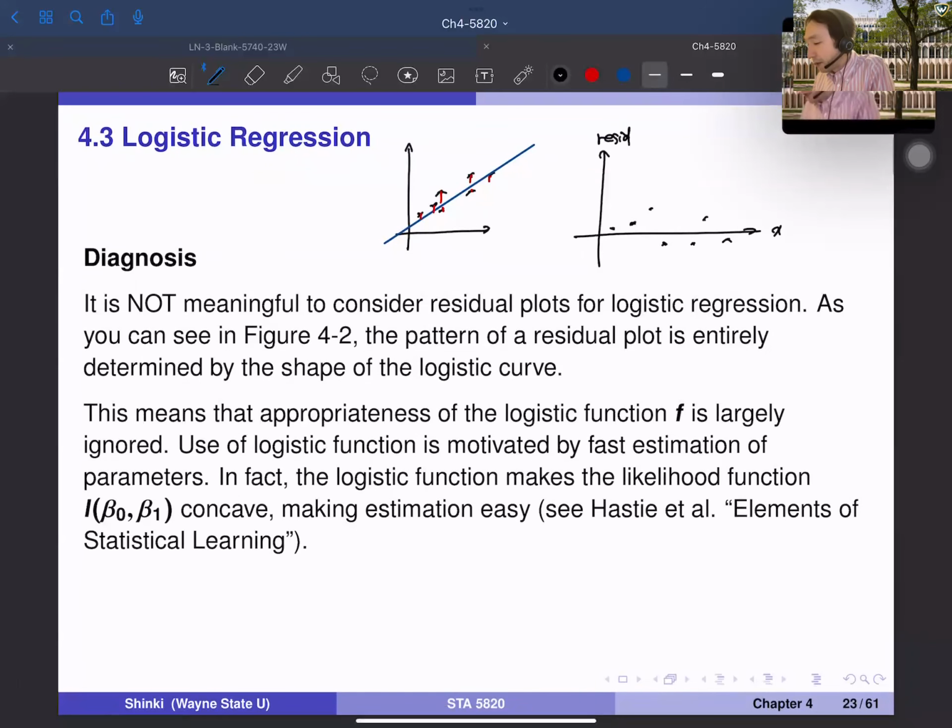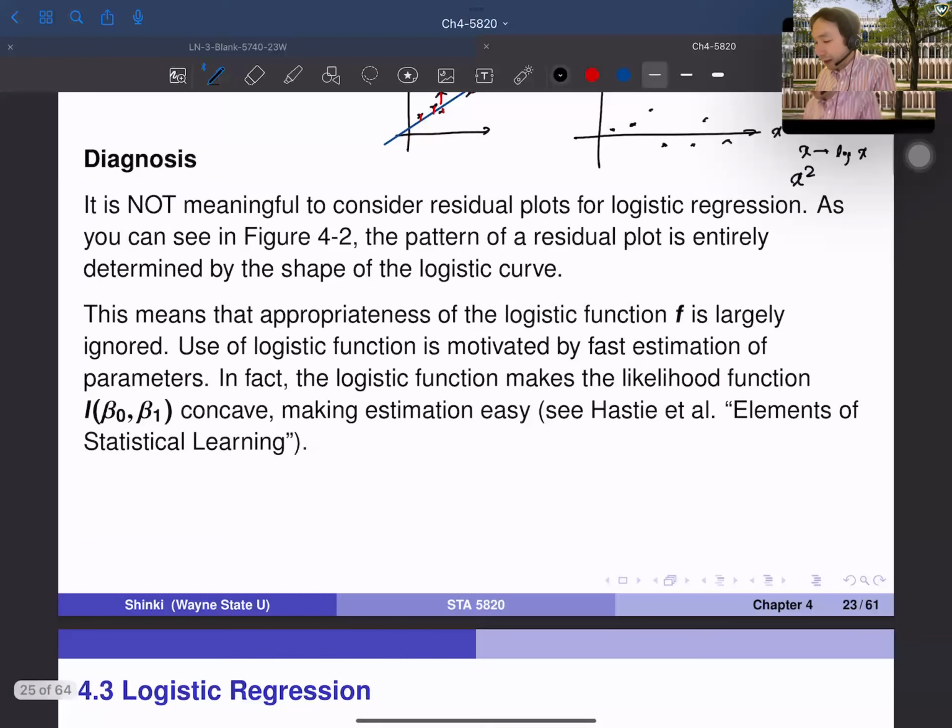And if we have some specific pattern, then basically we can get more information from X. If we add, for example, X squared in the model, or we change X into the log of X, then maybe the model gets better. But in logistic regression, this strategy basically does not work. So maybe STAT 6840 covers that, but I think that is a kind of too complicated issue.